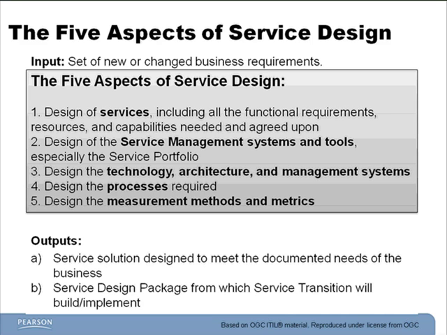For the exam, you're going to need to remember the 5 aspects of service design here in the gray box. And a way to remember it is it spells out the word STAMP if you put these aspects in a certain order. So we have S for services, T for tools, A for architecture, and then we skip one, we go to M for measurement methods and metrics, and then P for processes. So if you put those together, they spell STAMP. So that might be one way that you can remember the 5 aspects of service design.